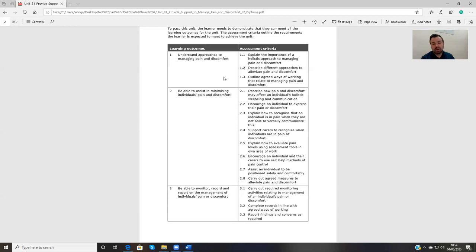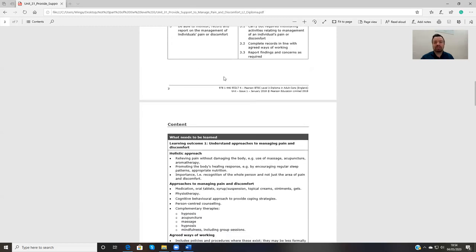2.8 requires us to carry out agreed measures to alleviate pain and discomfort. So again, it's important that you are aware of how that person works. So it may be the fact that you see them eating and you see that they're struggling. Maybe it's their teeth, maybe they're rubbing, and maybe they're in pain or discomfort. It's worthwhile you having that conversation with them.